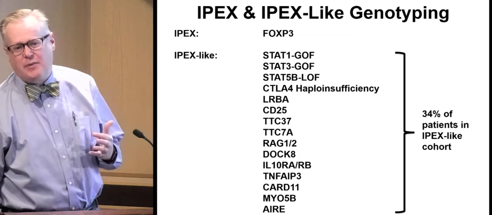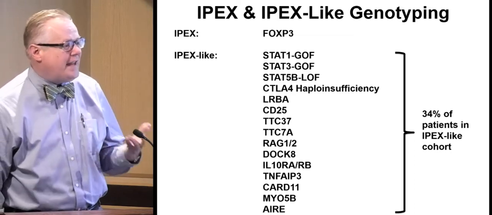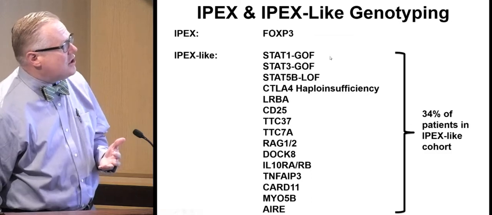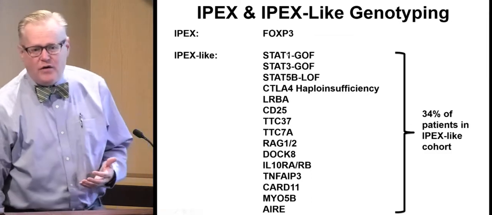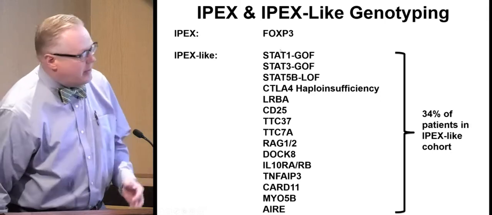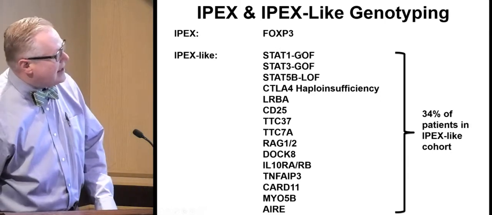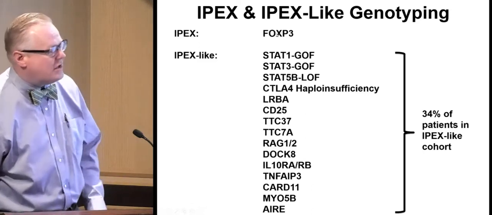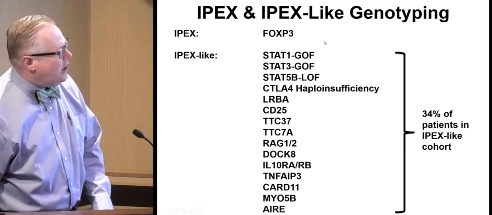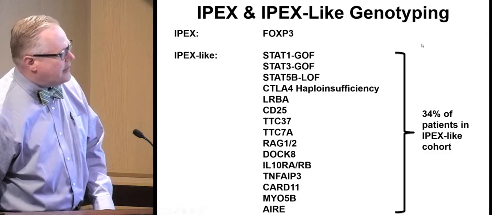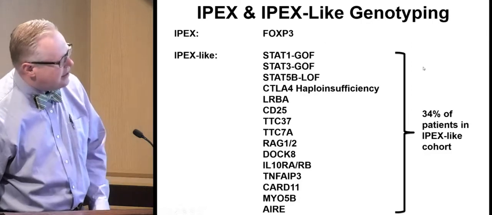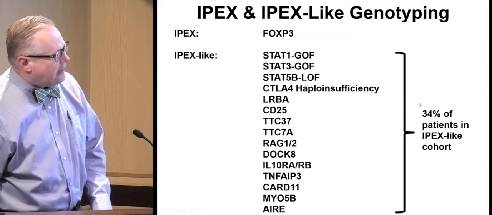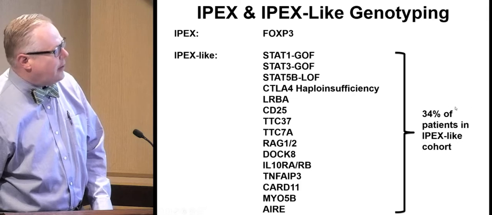FOXP3. 20% of the patients that have this clinical phenotype that have been sent to us for analysis have FOXP3 mutations. So the rest of them, for lack of a better term, we've called IPEX-like because they look like IPEX, but they don't have FOXP3 mutations. And so plowing through that population using approaches that everybody's using now, with next-gen sequencing and targeted sequencing, among other things, we've now found mutations in these genes in about 35% of the IPEX-like patients.